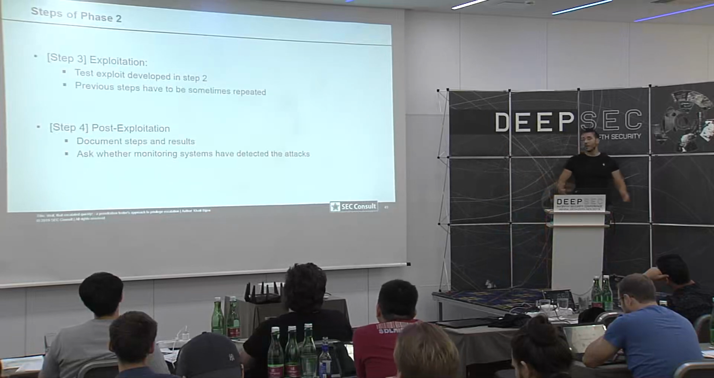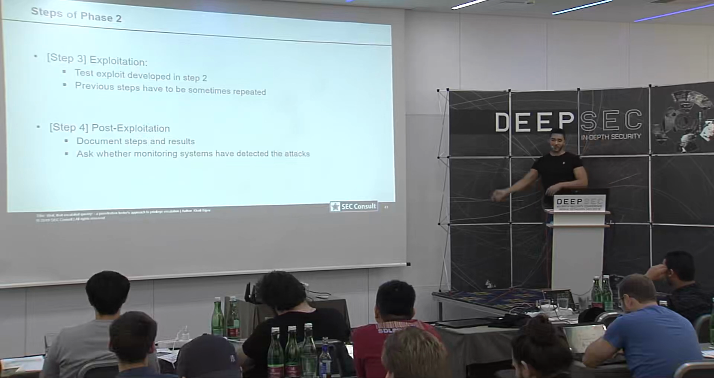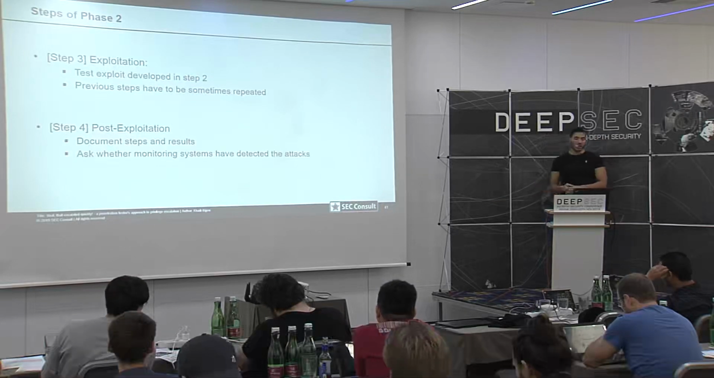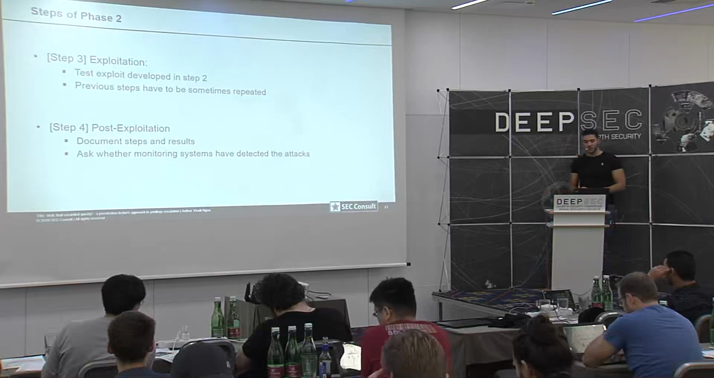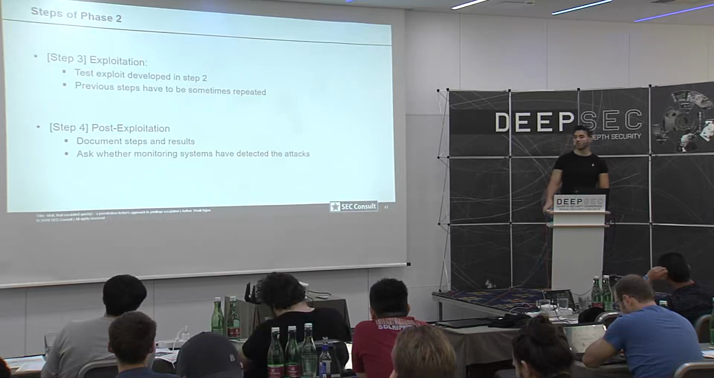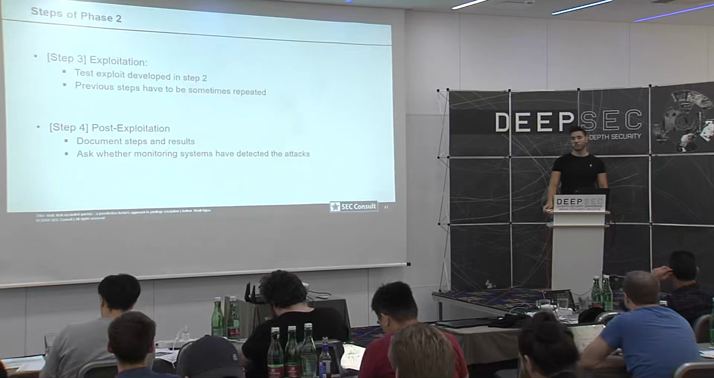In step 3, we try the exploit. In many cases, it will not work right away, so we have to go back to step 2, do some more research, further develop our exploit, and then try it again. And in the post-exploitation step, we document what we have achieved and all the results. And what is also quite interesting is to ask the blue team whether they have detected anything.